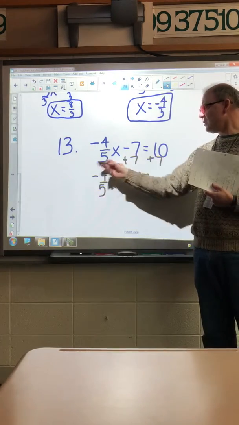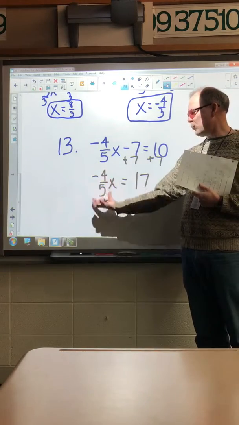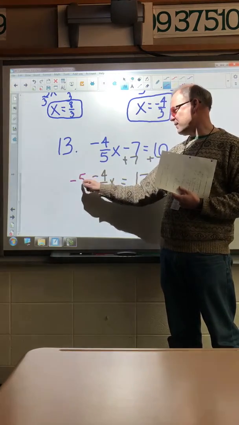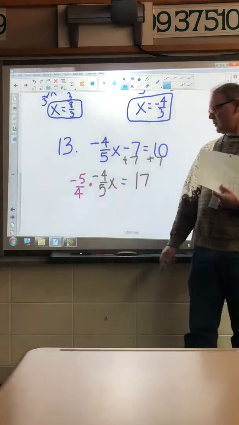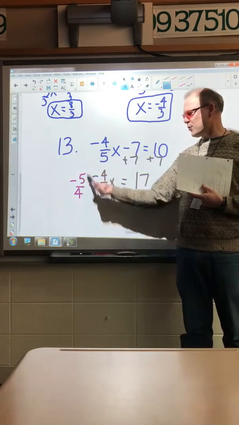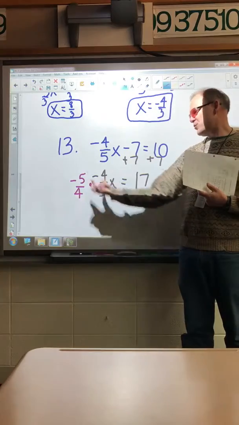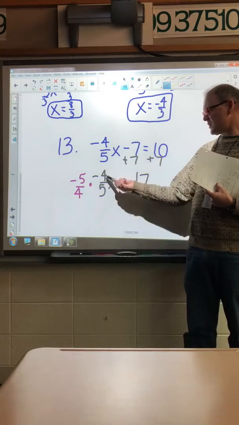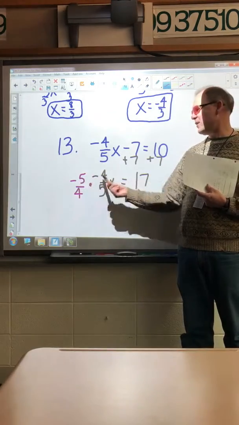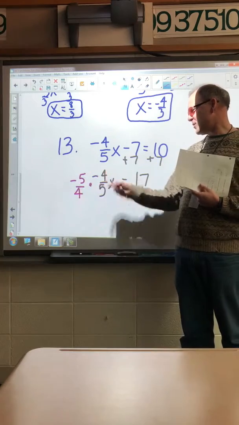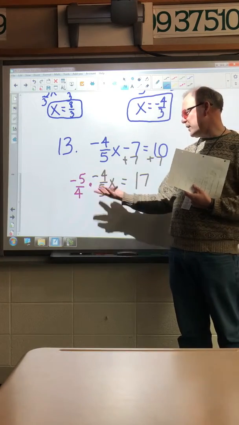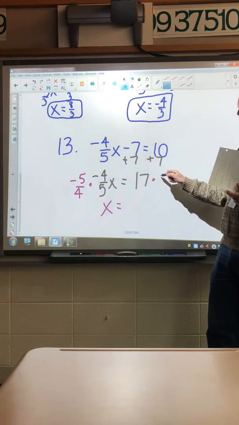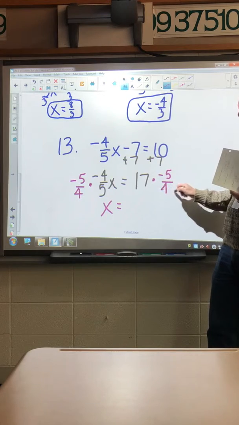Now when you have a fraction, to make that equal to 1, we multiply by the reciprocal, which would be negative 5/4. If the fraction is negative, the reciprocal will also be negative. So when we multiply these together, we want it to equal positive 1. So if this is negative, I need to multiply by another negative to make it positive. So that's going to become positive 20 over 20, which is 1. So now we just have 1x.